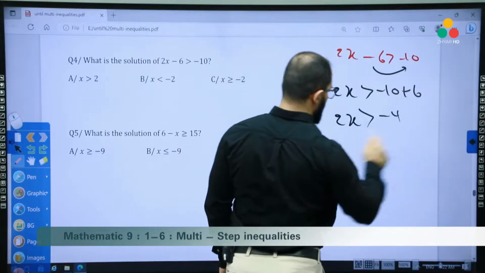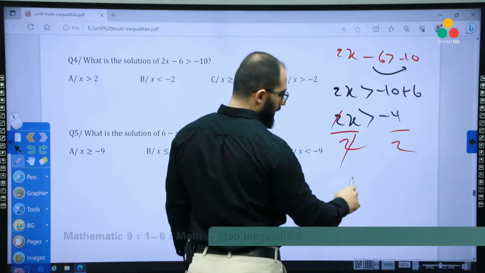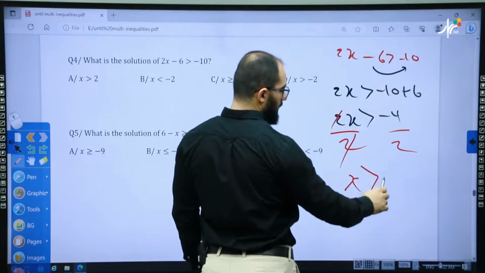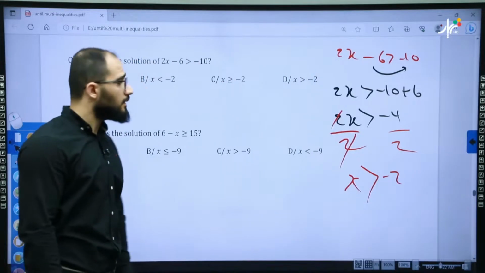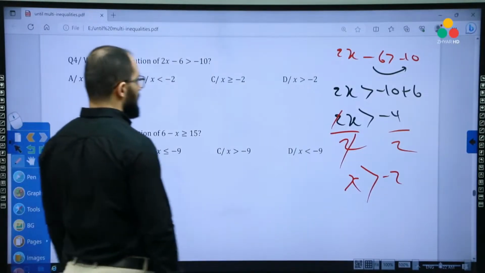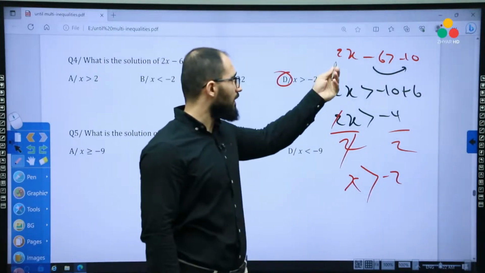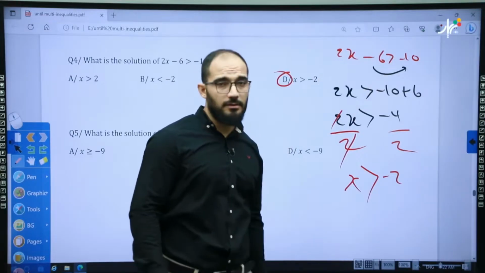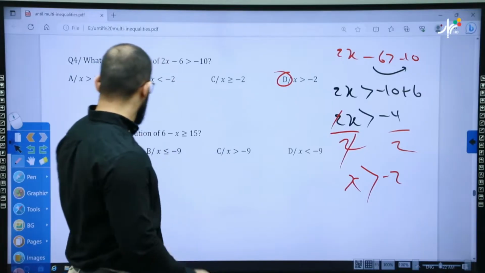Then divided by 2, divided by 2, 2 and 2 cancel. x greater than negative 2, negative 4 divided by 2 is negative 2. So the answer is x greater than negative 2. Also, in this example, you can solve it by dividing all of them by 2. You can divide it by 2, by 2, by 2, and then change the sign. You get the same result.